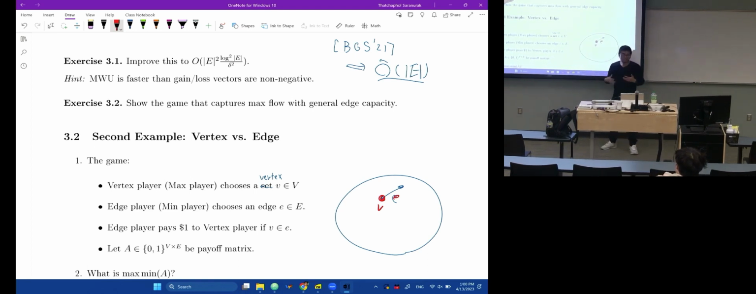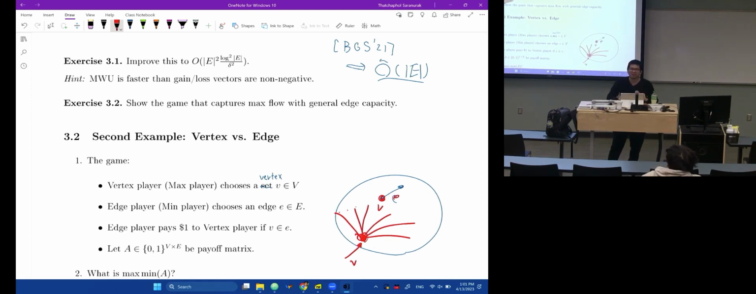Let's think strategically. Strategically, the vertex player wants to choose some set of vertices. If there is one node that looks like a star, with no other edge, you would just choose this guy, and everyone needs to pay you. But now maybe there's no star like that. Still, you want to choose a set of vertices such that any edge will hit one of your endpoints.